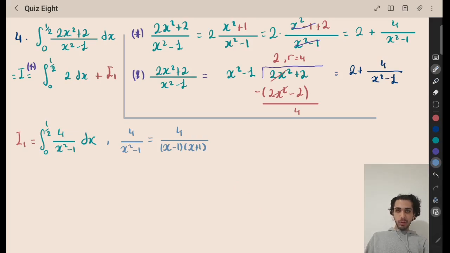But then this is not nice. It would be so nice if there was a way to separate this into two fractions, where in one you have x minus 1, and in the other you have x plus 1. It would be so amazing. Just splendid, wonderful, fantastic. Is there a way? And there is one. And this way is called partial fractions.